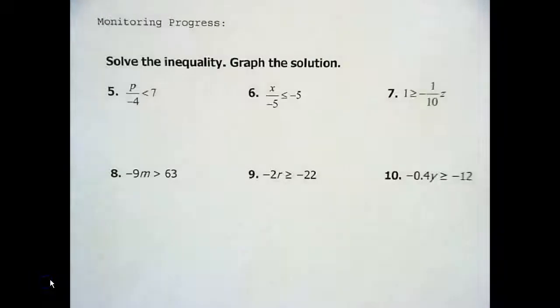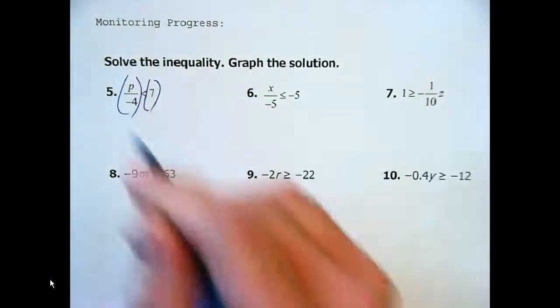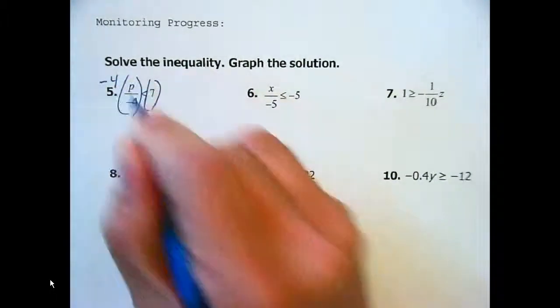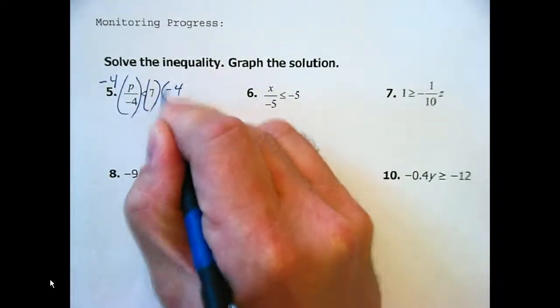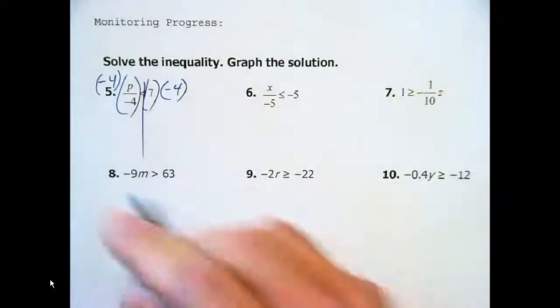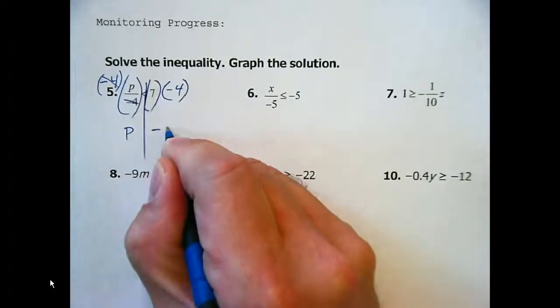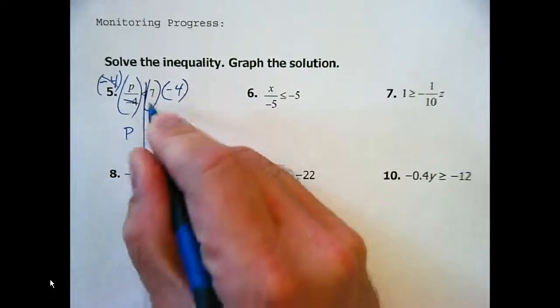Go through 5 real quick. Number 5, do we flip the sign? Yes, we're multiplying by negative 4 on both sides. Therefore, we have to flip the sign. Now, when we multiply by negative, I can put parentheses. These cancel. I'm left with P, and we get negative 28, and then since we multiply by negative 4, we flip it over.